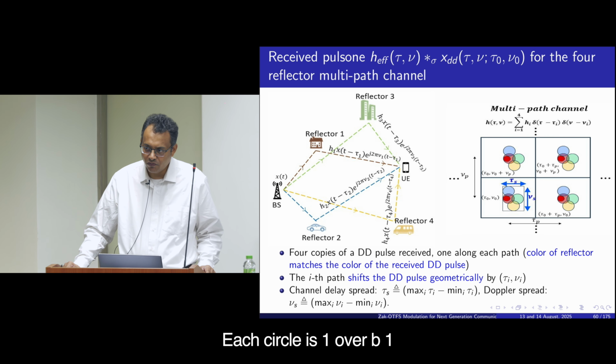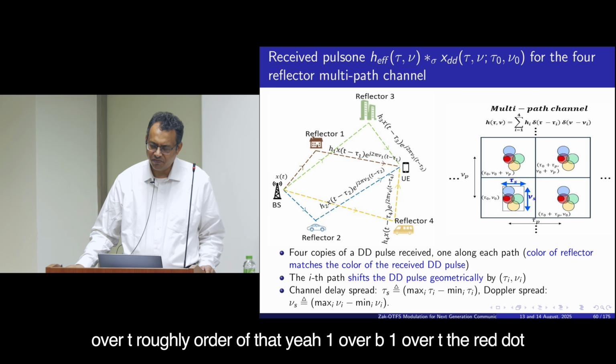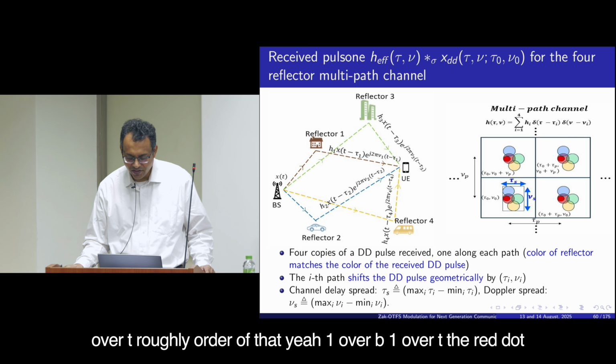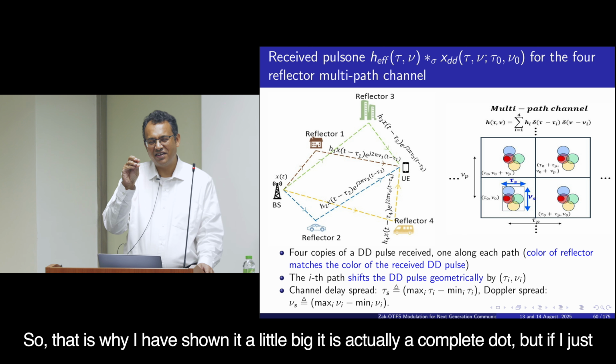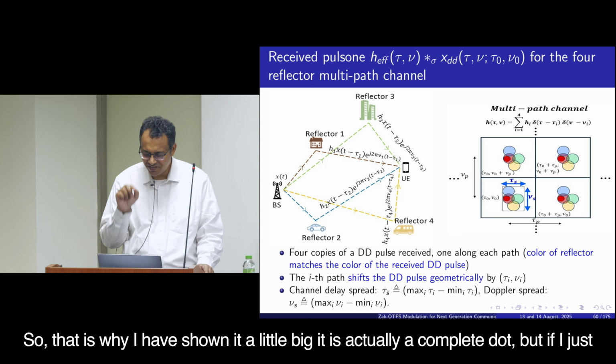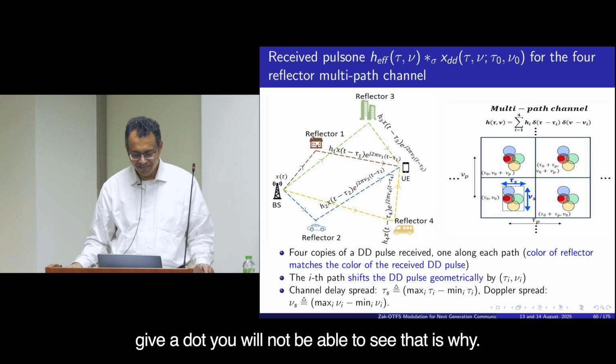Each circle is 1 over B, 1 over T, roughly order of that. Yeah, 1 over B, 1 over T. The red dot is really a dot, but I wanted to show it, so that's why I have shown it a little big. It's actually a complete dot. But if I just give a dot, you will not be able to see, that's why.